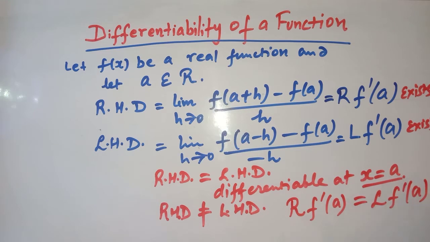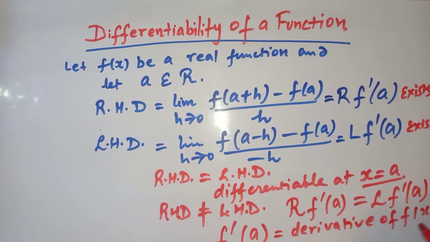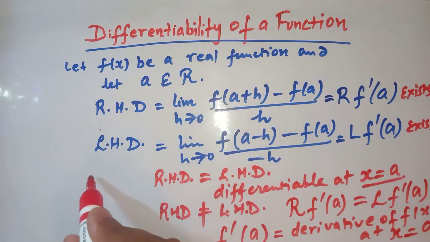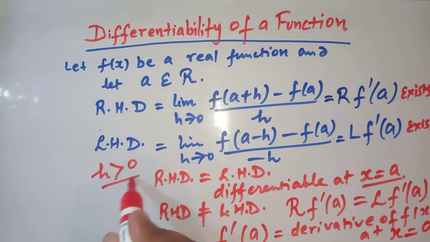Clear? So the common value of R f'(a) and L f'(a) is denoted by simply f'(a). Okay? And this f'(a) is known as the derivative of f(x) at x is equal to a. Clear? And here this quantity h is always a positive quantity.